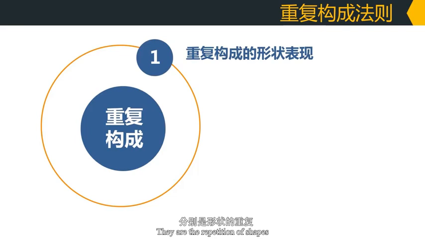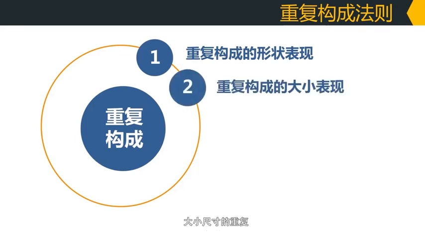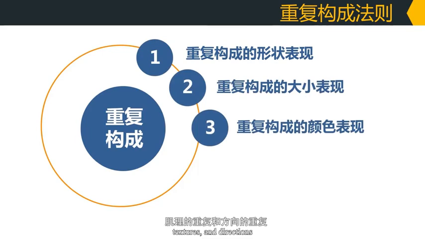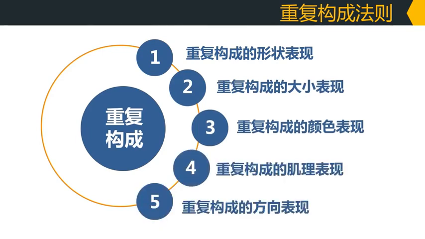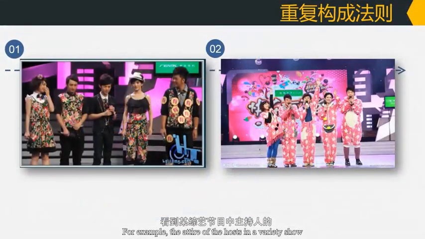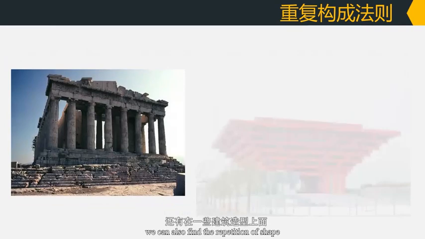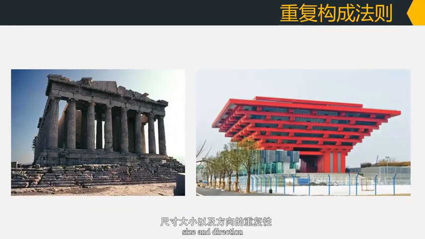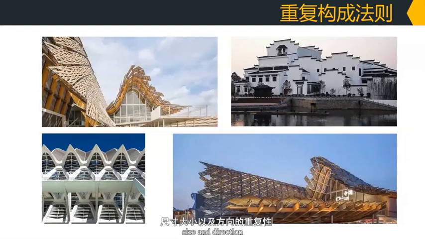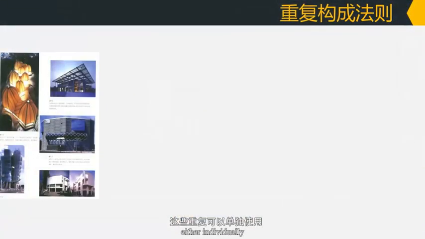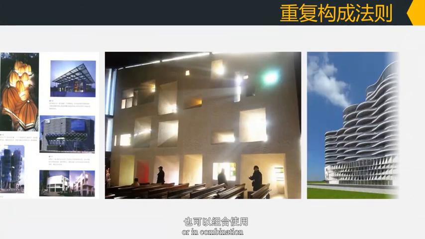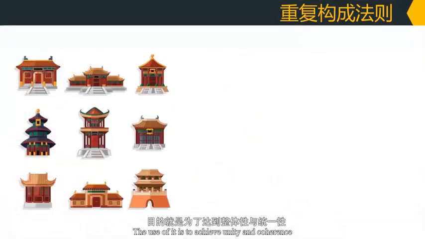They are the repetition of shapes, sides, colors, textures, and directions. For example, the attire of the host in a variety show embodies the repetition of shape and color, telling the audience that they are a group. In some architectural designs, we can also find the repetition of shape, texture, size, and direction, either individually or in combination. The use of it is to achieve unity and coherence.